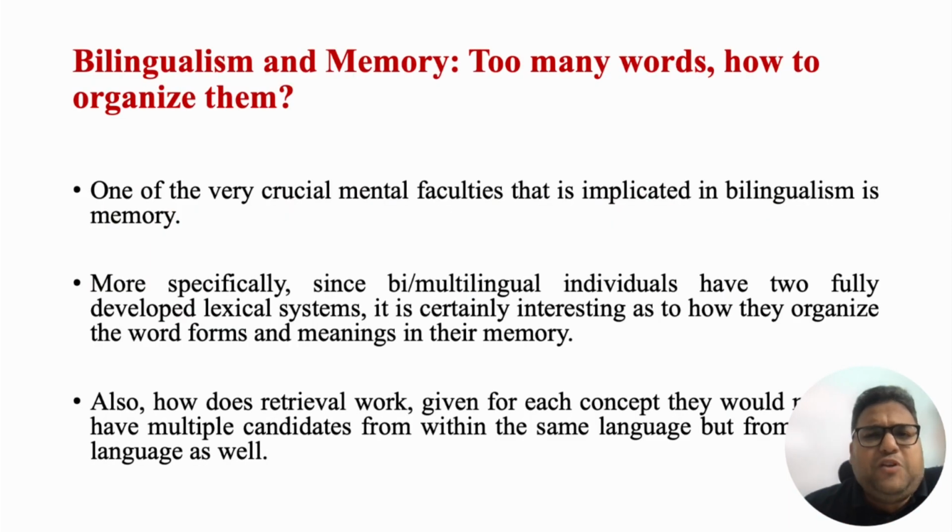Now, one of the very crucial mental faculties that is implicated in bilingualism is memory. More specifically, since bilinguals and multilinguals have two fully developed lexical systems, it is certainly interesting to know how they would organize the word forms and word meaning information in their memory. Also, questions could be asked about how retrieval works, given that for each concept they would have multiple candidates from within the same language and from across the languages as well.